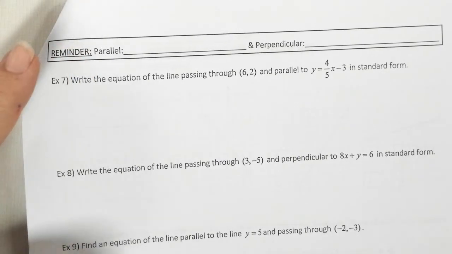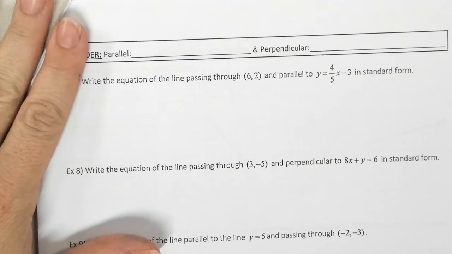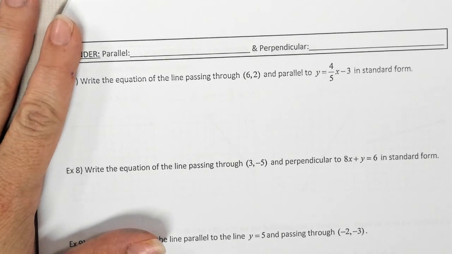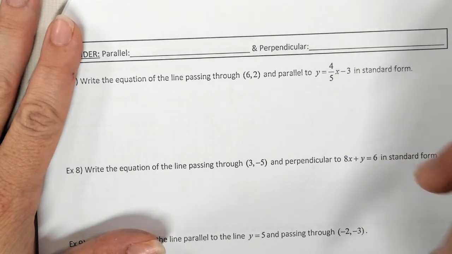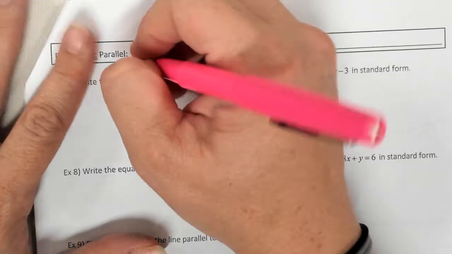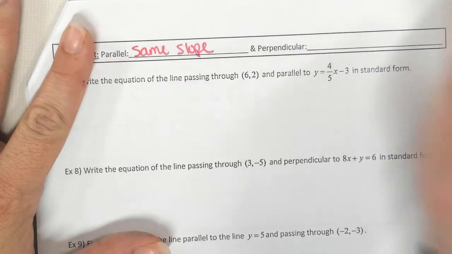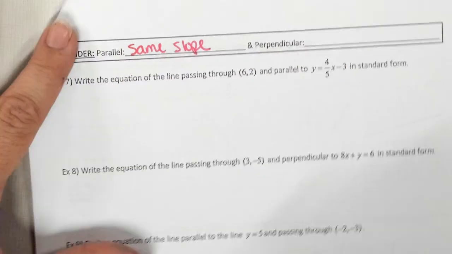So parallel means what about slopes? They never cross. So what's the slope? 0. No, the same. Parallel lines have the same slope. They are exactly going to be the same slopes.